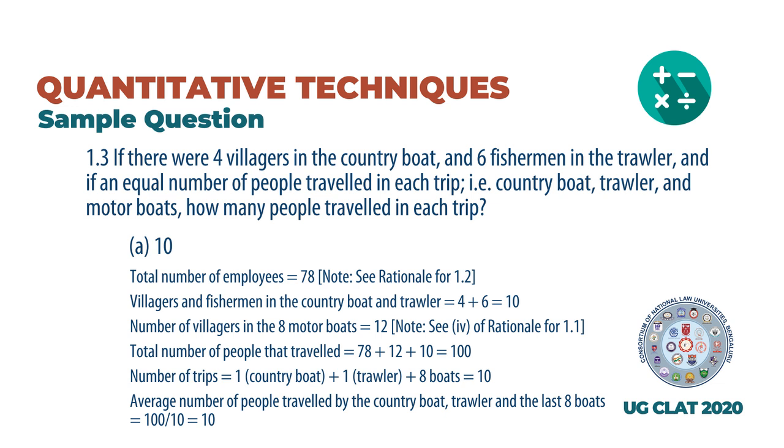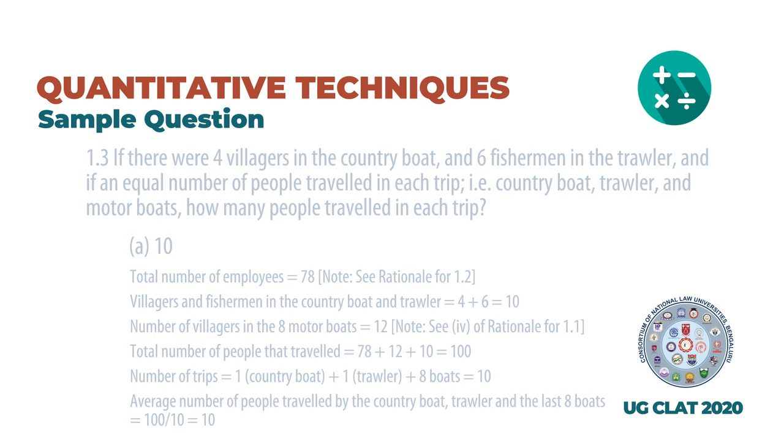The total number of people that travelled is 78 plus 12 plus 10, which is equal to 100. The number of trips is equal to 1, which is the country boat, plus 1, which is the trawler, plus 8 boats. This equals 10. The average number of people travelled by the country boat, trawler and the last 8 boats is therefore 100 divided by 10, which is equal to 10.